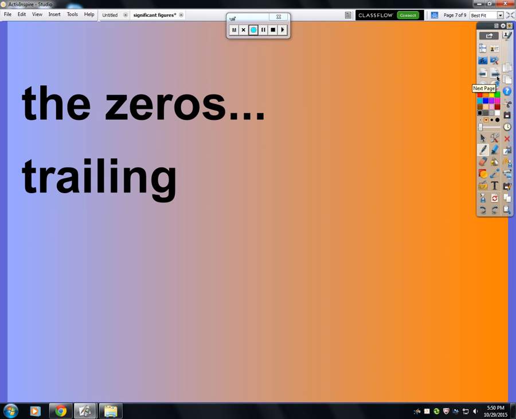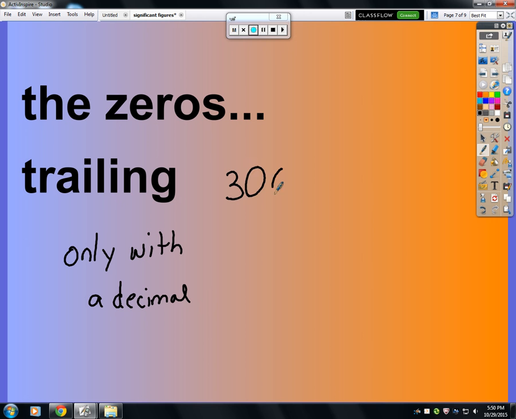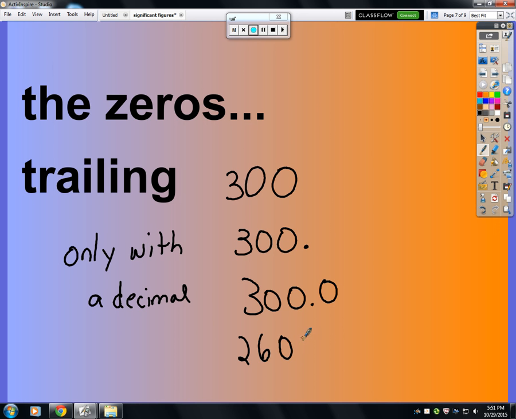Trailing zeros are at the end of a number, and it depends only with a decimal. That's when they count. So let's try this. 3, 0, 0. And that decimal means exactly. Just write some examples for you here. All right, so what about this first example? Is there any decimal present? No, there's not. What kind of zeros are there? Those are trailing. I cross them off and I only see 1 number, so there's 1 significant figure here.